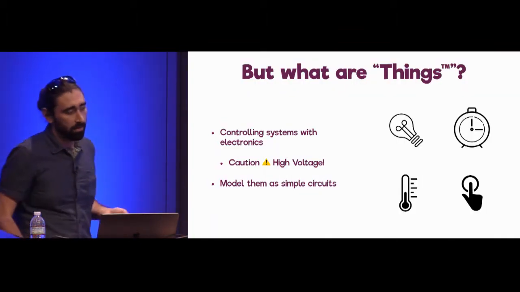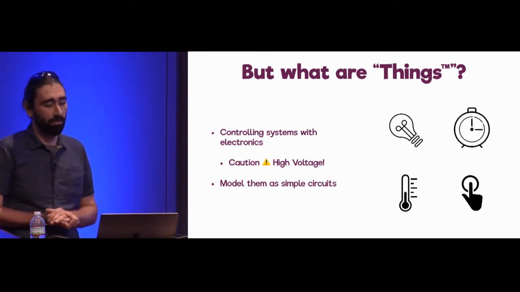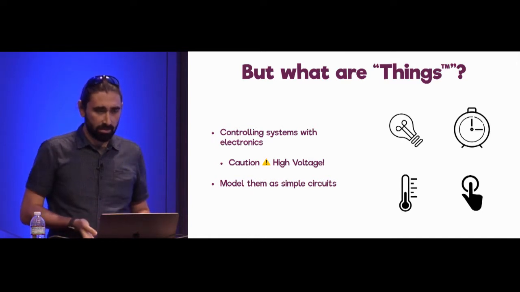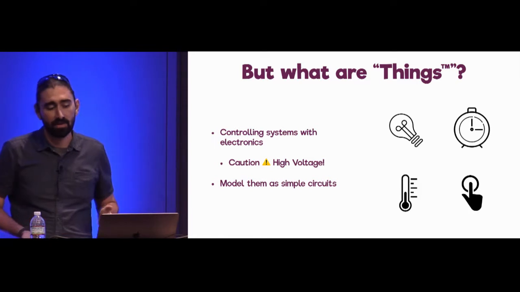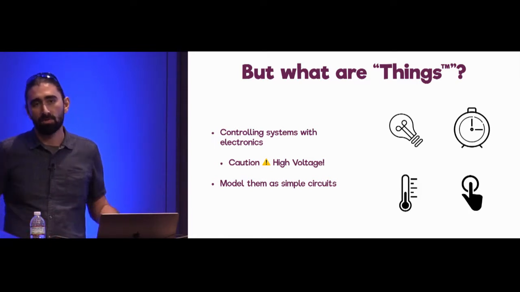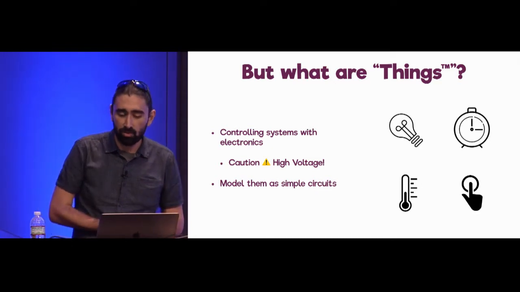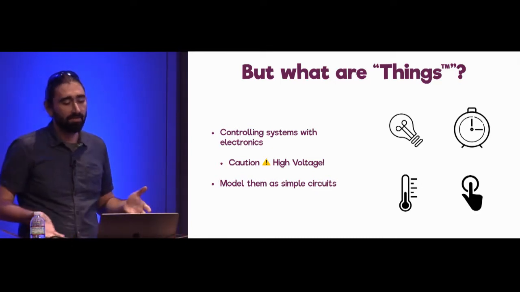But still, what are things? I've kind of been hand-waving away. What are things? So it's really all about interfacing with electronics at some level. Most modern everyday objects have control circuits. They're controlled via electronics, and we just need to find a way to kind of get on their level.